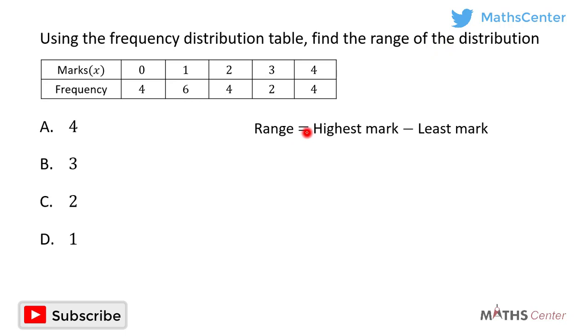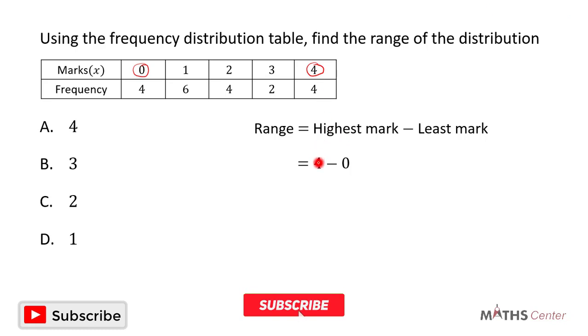The range of a distribution is given by the highest mark minus the lowest or the least mark. From the table, we can see that the highest mark is 4 and the lowest or the least mark is 0. So the range of this distribution will be equal to the highest mark, which is 4, minus the lowest mark or the least mark, which is 0.